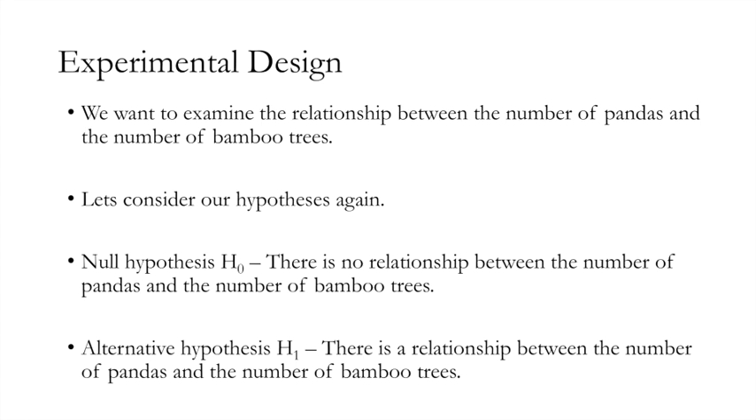So basically, what do we want to do? Let's remind ourselves. We want to examine the relationship between the number of pandas and the number of bamboo trees. So let's consider our hypotheses again. Our null hypothesis is H0: there is no relationship between the number of pandas and the number of bamboo trees. Our alternative hypothesis is H1: there is a relationship between the number of pandas and the number of bamboo trees.